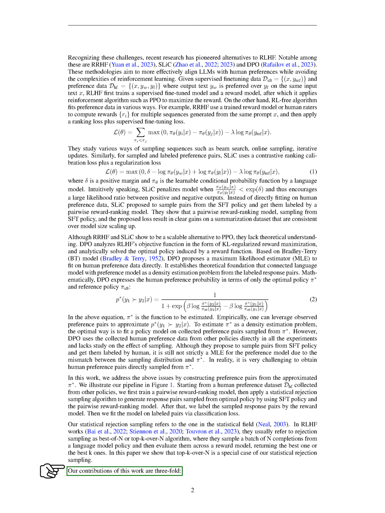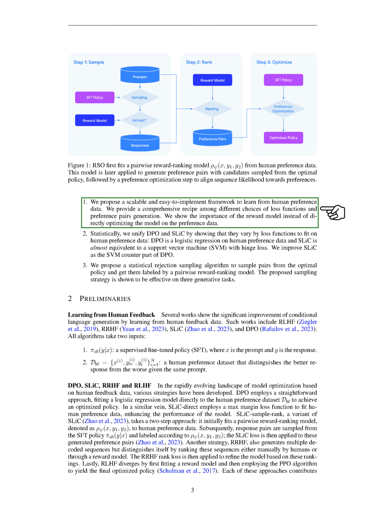Our contributions are threefold. 1. We propose a scalable and easy-to-implement framework to learn from human preference data. We provide a comprehensive recipe among different choices of loss functions and preference pairs generation. We show the importance of the reward model instead of directly optimizing the model on the preference data.